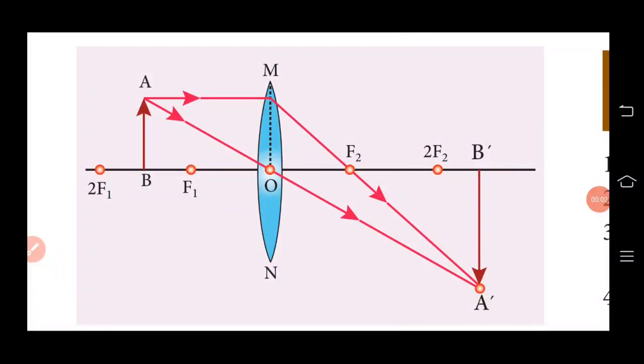Students, this is a picture to show the object placed between center of curvature C and the principal focus F. So here a real and inverted image is formed behind the center of curvature C, and then size of the image is bigger than that of object.